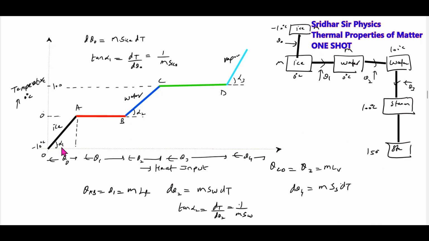Therefore, the reciprocal of the slope will give the thermal capacity of the substance in the solid, liquid and vapor states. The horizontal length indicates the measure of vaporization. The ratio of CD by AB will give LV by LF. So a lot of information is available in this graph, which you have to remember.